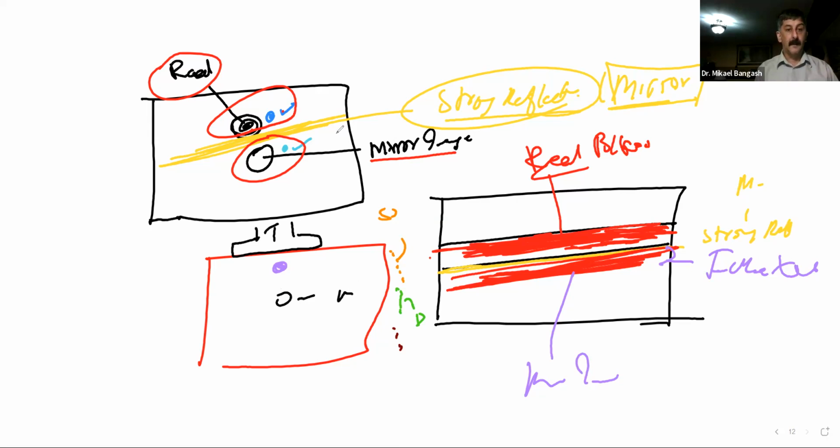Whether that's in B mode or in color Doppler mode, the real structure is always going to be at a shallower depth than the mirror. And the artifact which we call a mirror image, mainly because it is a mirror image of the actual structure, is going to appear deeper, whether that is on a regular B mode image or a color Doppler mode.